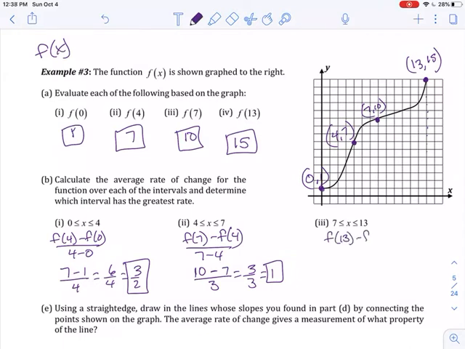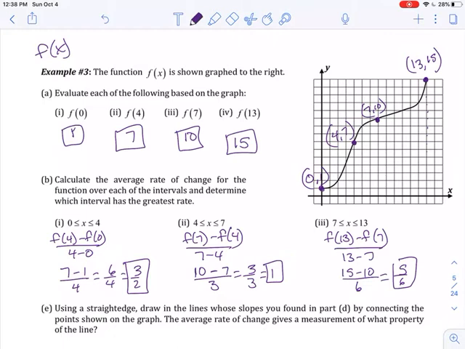And this last one, I want to know it from the interval from 7 to 13. So I'm doing f of 13 minus f of 7 over 13 minus 7. Well, f of 13 is 15, f of 7 is 10, 13 minus 7 is 6, so this gives me 5/6. Okay? Last part for this question.